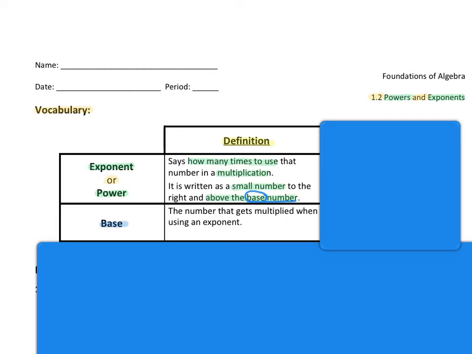Our second and final vocabulary word for this lesson is base. As you can see, as part of the definition for exponent, they have the word base. So we need to know what is the base number that has been raised to a power, exponent. Well, by definition, the base is the number that gets multiplied when using an exponent. So in other words, it's just the number that we have to multiply in order to simplify and find the value of the base to the power.